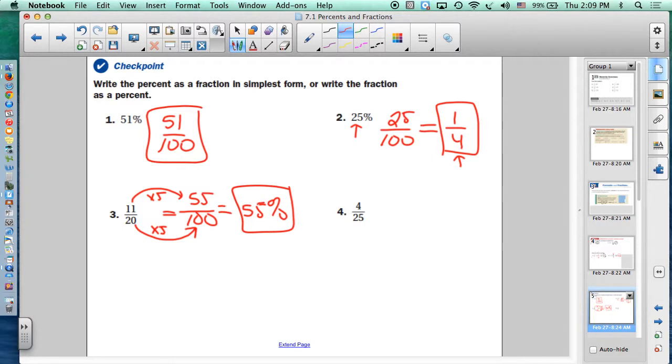So 55%. And for the last problem, we want to turn this into a fraction over 100 before we can call it a percent. So I need to multiply times 4 on the bottom, or denominator, and times 4 on the numerator to give me 16 over 100, which is 16%.